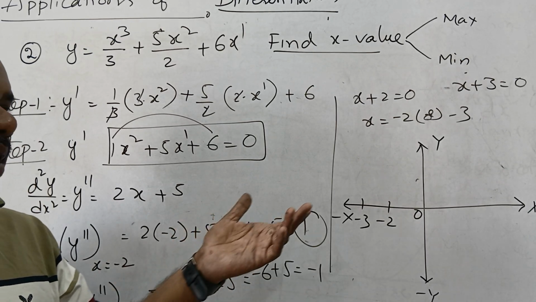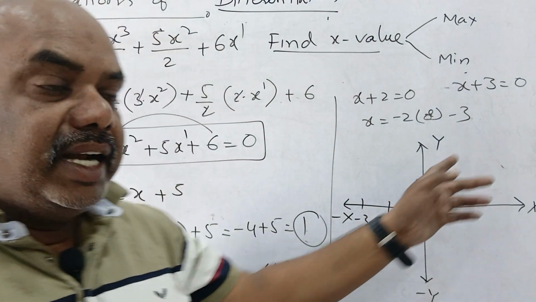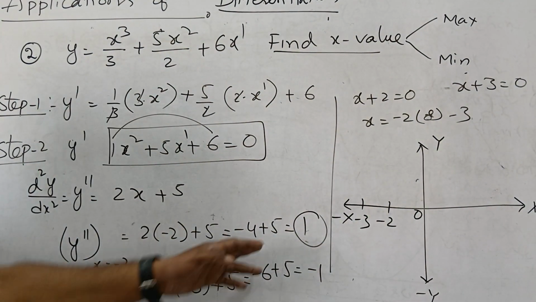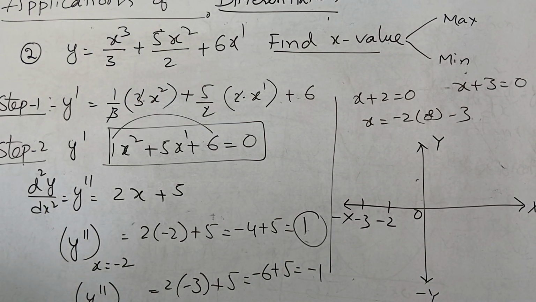Okay, the slope is 0 at minus 2 and minus 3, and the second derivative is 1 at one point and minus 1 at the other. This is the way of doing numericals, beta.